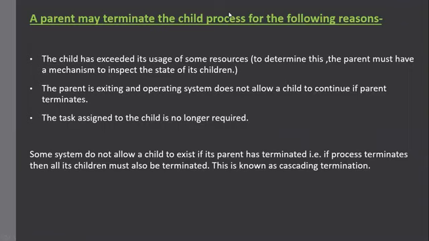Now some systems do not allow a child to exist if the parent has terminated. So basically, if the parent has terminated, it will terminate all the child processes also, and this is known as cascading termination. So in cascading termination, child processes are terminated when their parent has terminated. Okay, this is known as cascading termination.